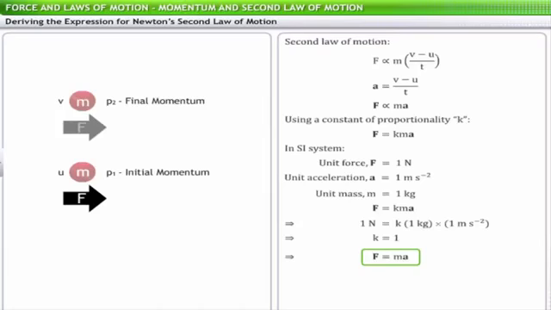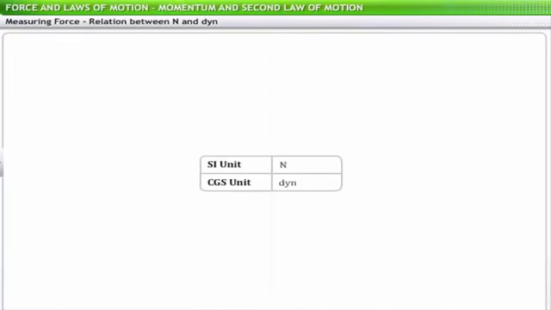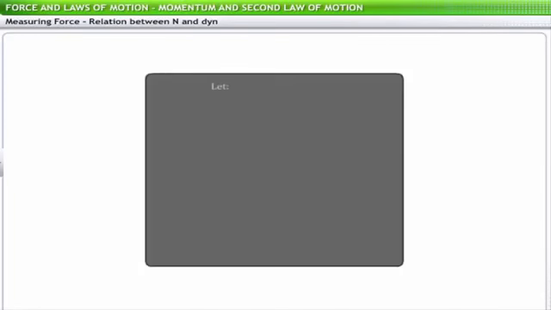Using the expression for the second law of motion, we can define the relationship between the SI unit of force, Newton, and the CGS unit, dyne. Consider unit values for force, mass, and acceleration of an object, and substitute these values in the expression F is equal to ma. You get 1 Newton is equal to 1 kilogram meter per second square.